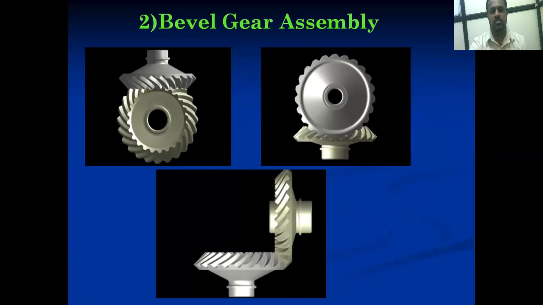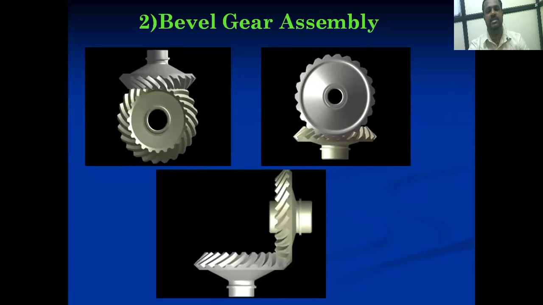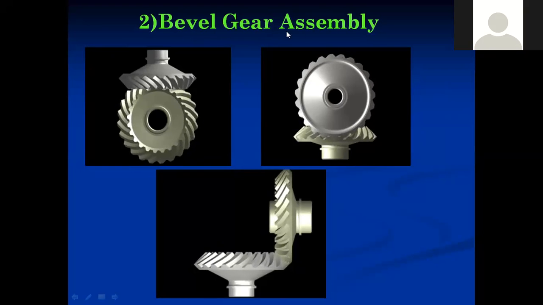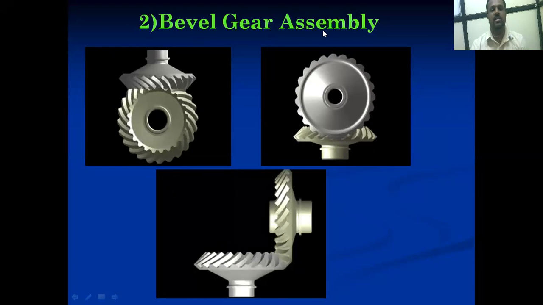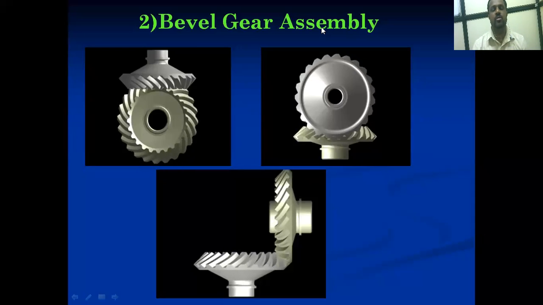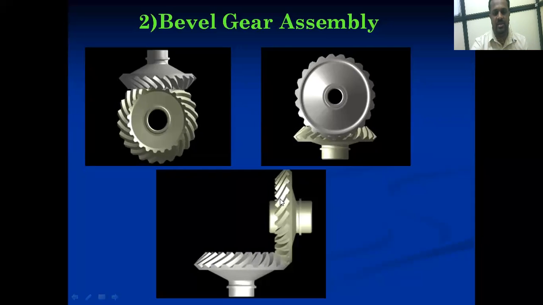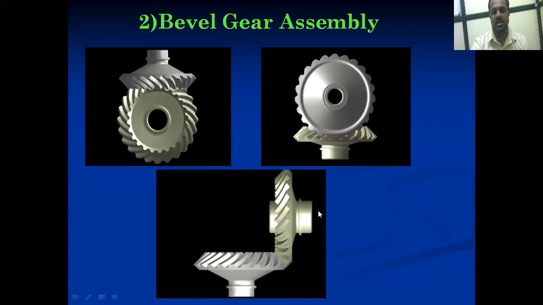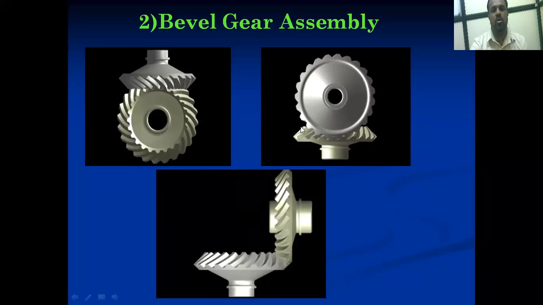Now see here the next gear assembly, that is the bevel gear assembly. Now we know that the application of the bevel gear is for transferring the power at 90 degrees. See here, we can call this the pinion and this the gear, and it will be transmitting power from one shaft to another shaft at 90 degrees. So this is the animation, and we have to draw the conventional representation for this dual gear assembly.